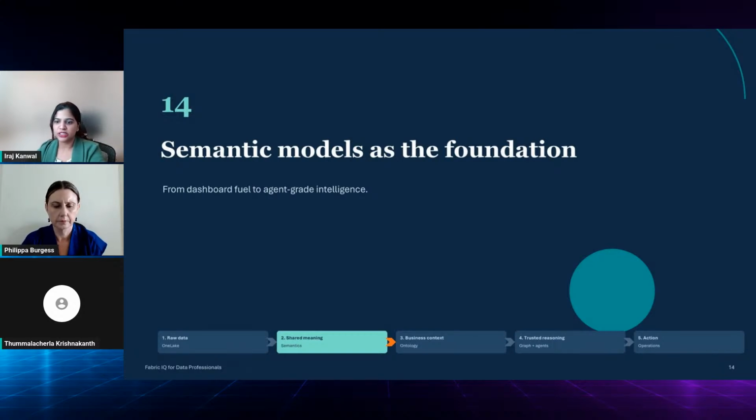This brings us to the semantic models. If your organization uses Power BI, there is a good chance you already have semantic models. And the opportunity is to treat them not only as a reporting asset, but in today's era, as an AI grounding asset.